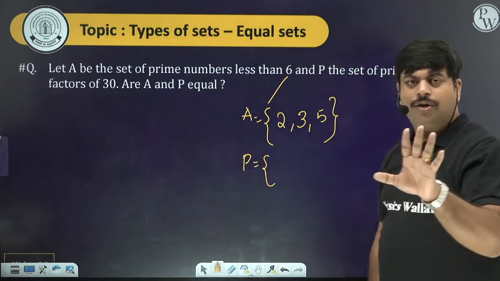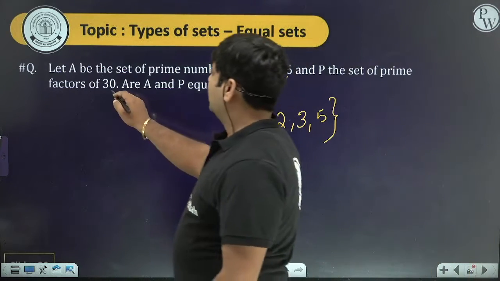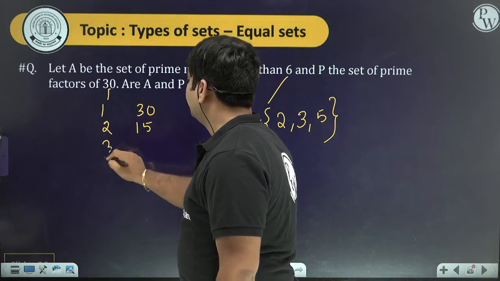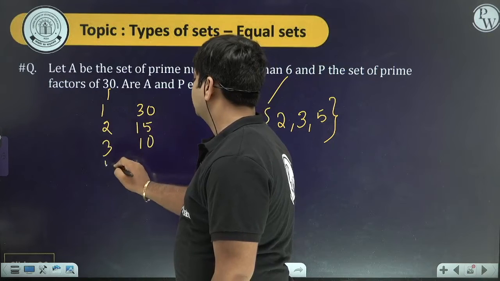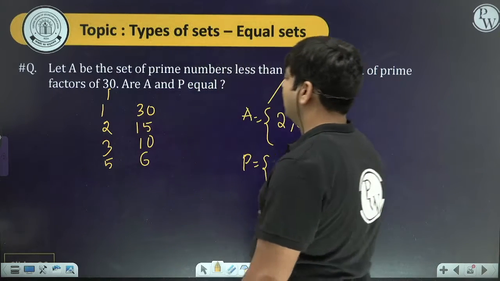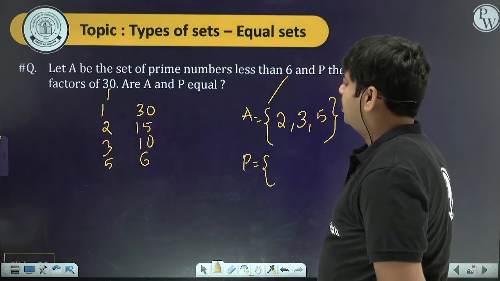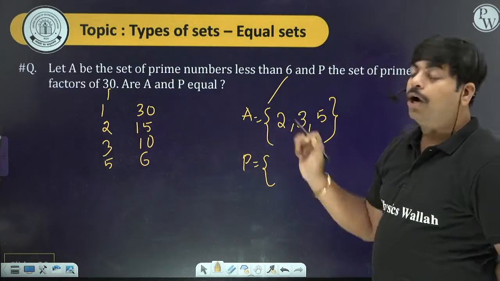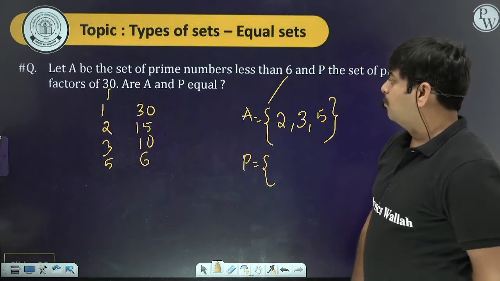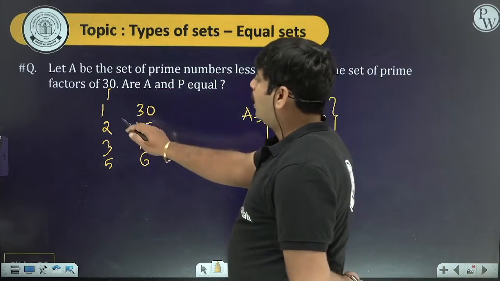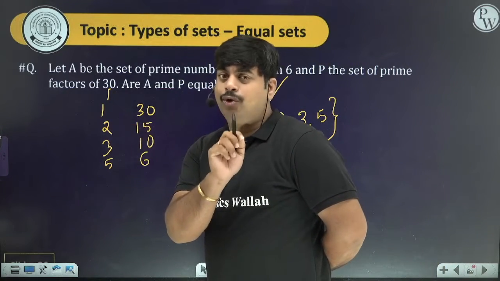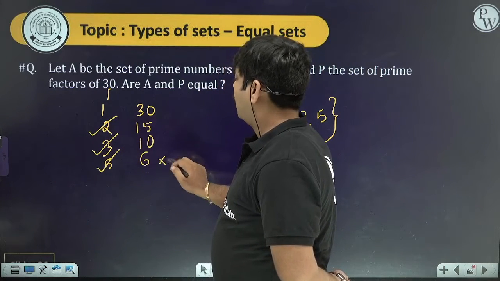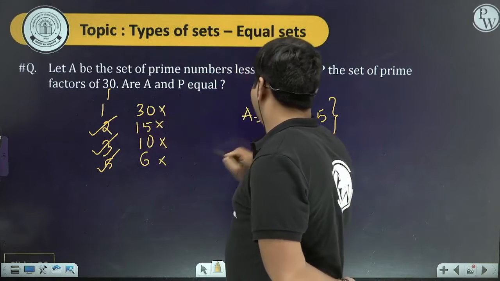First let us try to write all the factors of 30. I can write 1 into 30, 2 into 15, 3 into 10, 5 into 6. Anything else? So you have 8 factors in that, but out of that, what are the prime numbers? If you carefully observe, 1 is neither prime nor composite. Don't include that, don't get confused. So the number 2, 3, 5. 6 is not prime, 10 is not prime, 15 is not prime, 30 is not prime. So it is 2, 3, 5.